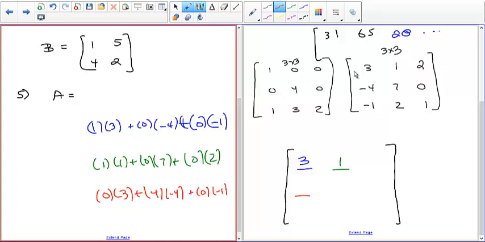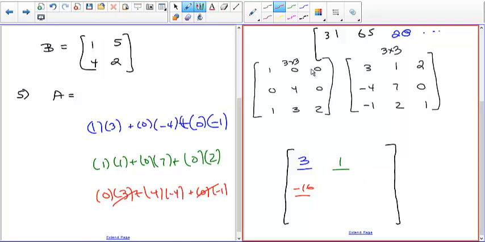So you take the first element in the second row times the first element in the first column, the second element in the second row times the second element in the first column, and the third element in the second row times the third element in the third column. You see these both go to 0, and so you get 4 times negative 4, which is negative 16. Okay, so I'm just going to show you the remainder as I do it.